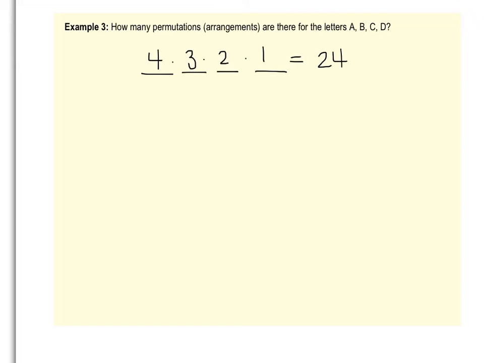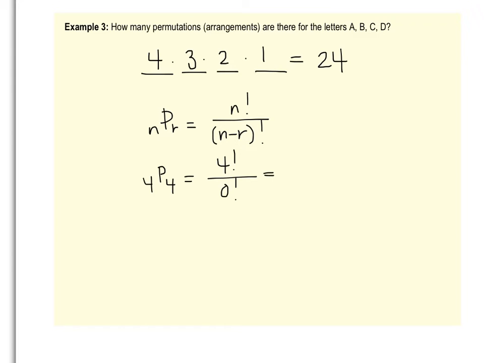So there's 24 permutations. Now, using the formula, which is n factorial over n minus r factorial, we have 4 letters, and we're arranging 4 of them. So we'd have 4 factorial over 4 minus 4 factorial, which is just 0 factorial. Now 0 factorial is just 1, and so we have 4 times 3 times 2 times 1 anyway, and we still get 24.